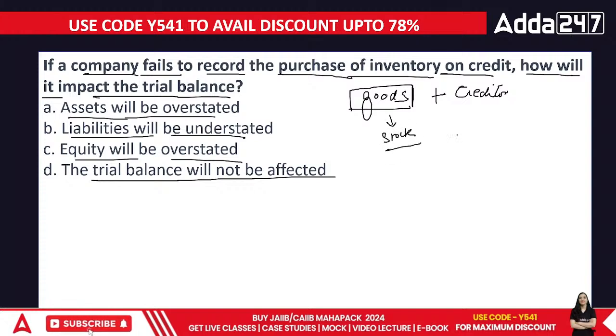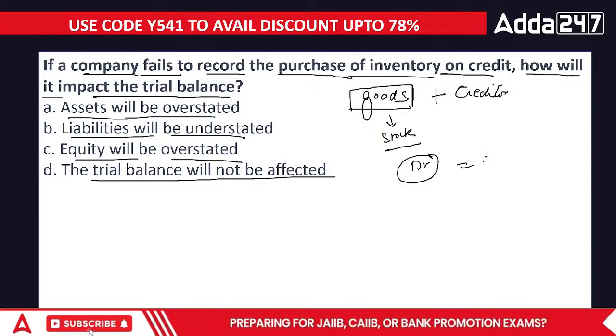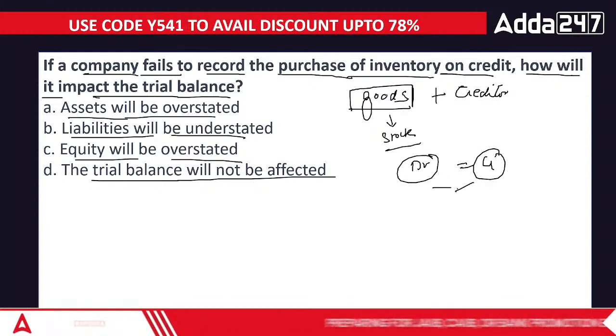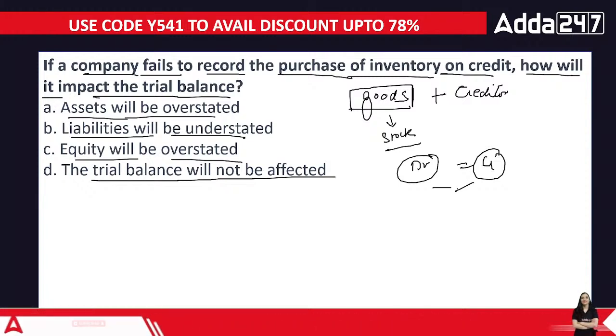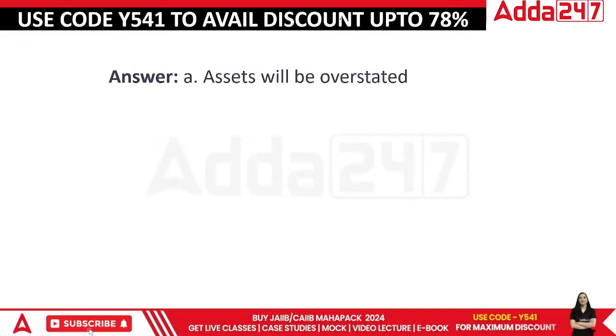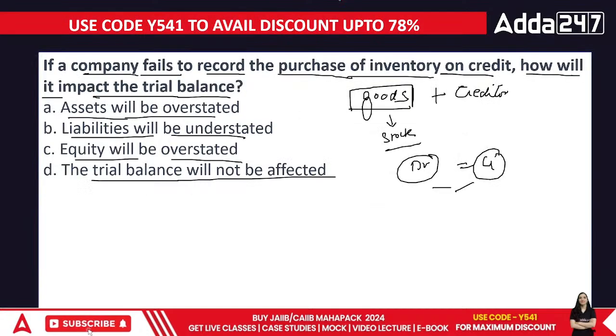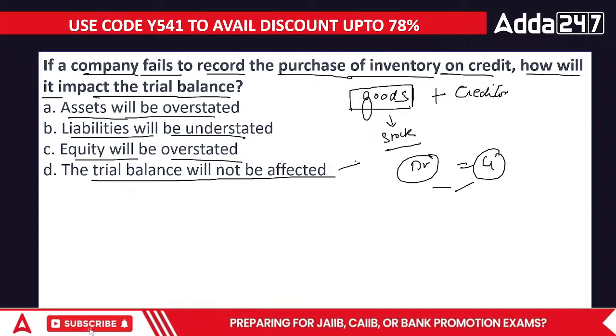The entire journal entry is missing. That means the debit side is also missing and the credit side is also missing. If both are missing, can you trace it down? Always remember, when such things are not traceable at all, if you cannot even find out what happened in the entire scenario, then if the entire thing is not recorded, the trial balance will not be affected. That would be the correct answer.